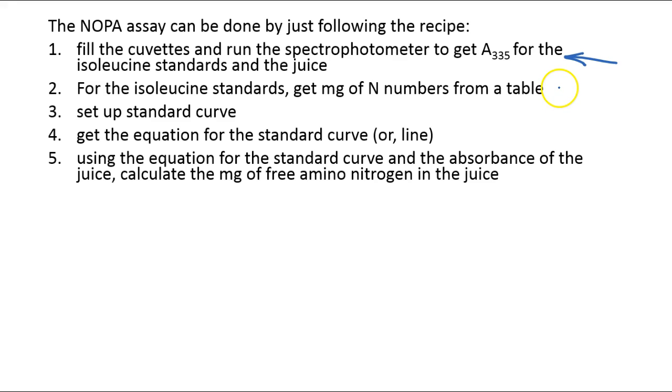You get your A335, then you take your A335 and your nitrogen numbers, which you can just read off a table, and you can use those to set up your standard curve. Once you set up your standard curve, you can get an equation for the standard curve in Excel, and then finally you use that equation and the absorbance of the juice, and you can calculate the free amino nitrogen in the juice. So that's the basic process, right? So let's talk about how we get to some of the numbers.